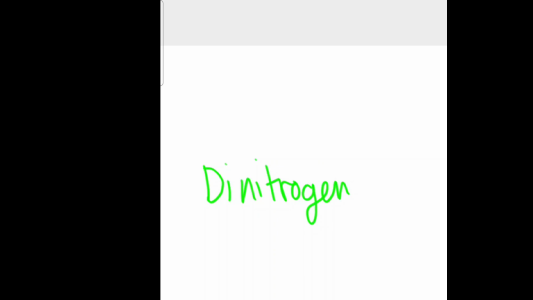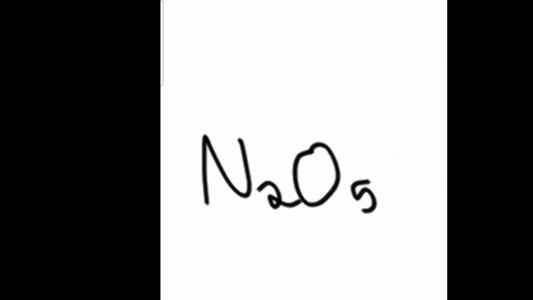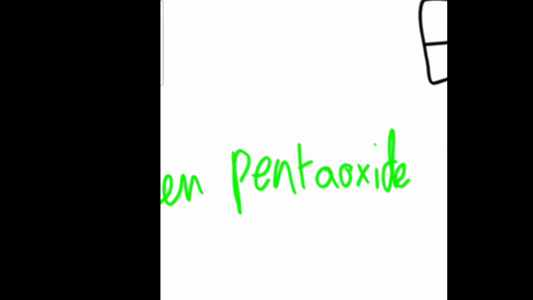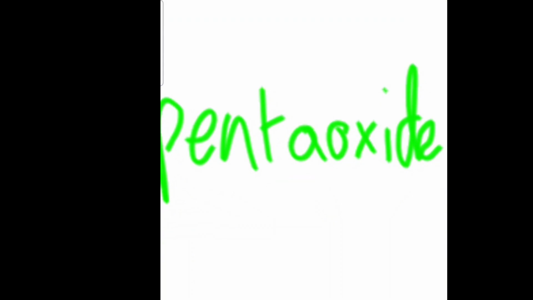Let's do some examples. 2, 1. Okay, nitrogen has 2, so this is dinitrogen. That's not how you spell nitrogen. This does not get an ide because this is the starting element. Then oxygen has 5, which is penta. Pentaoxide. I believe you keep the a, but I don't know. It could drop the a. I forget.